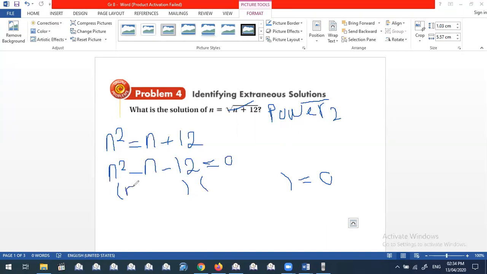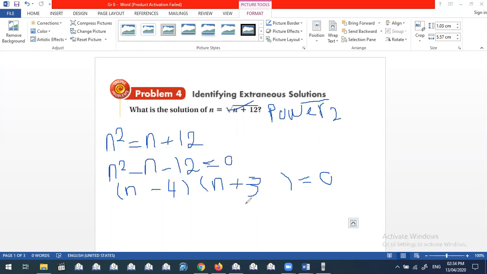N squared will be n and n. We need two numbers whose product is 12 and whose difference is 1. So the two numbers are 4 and 3. And the biggest one will take the sign of the middle term. So negative here and positive here.